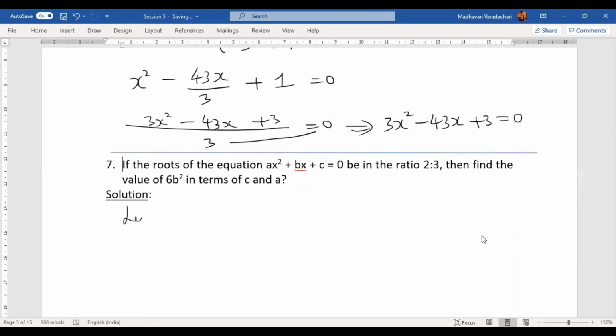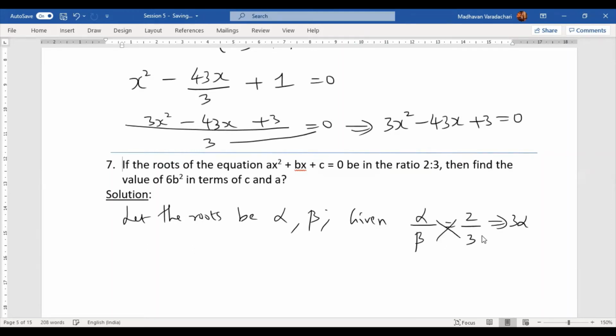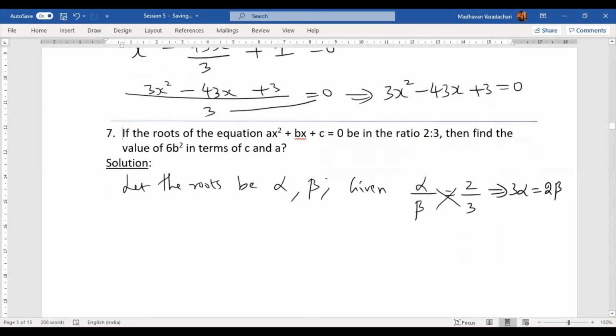Now, let the roots be alpha comma beta. Now, given alpha by beta is 2 is to 3. So I can write 2 by 3. Cross multiplying, we have 3 times alpha equal to 2 times beta. Or I can rewrite it as alpha is equal to 2 beta by 3.